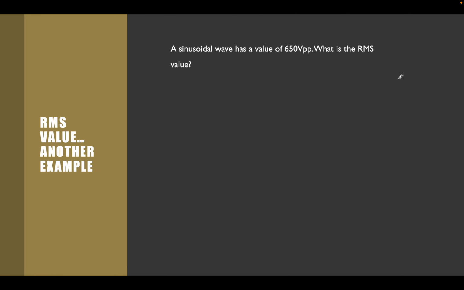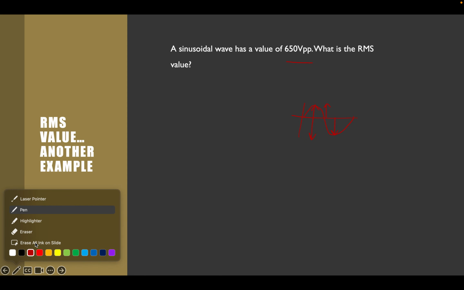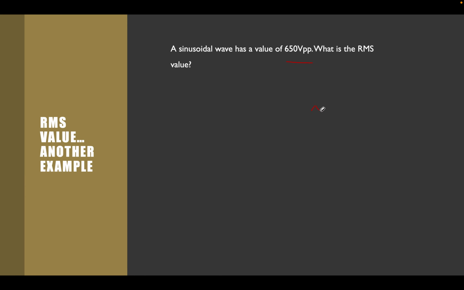So another example. A sinusoidal wave has a value of 650 volts peak to peak. What is the RMS value? Okay, fine. We've been asked for the RMS value, and we know the peak to peak value. Let's draw it. We know this value from here to here. But if you watched the previous video, we know that we need to divide this by 2, because we don't want this. We want the peak value, which is this or this. Okay, so let's rub this out and then we can go on to the next bit and see what the solution is to this one.